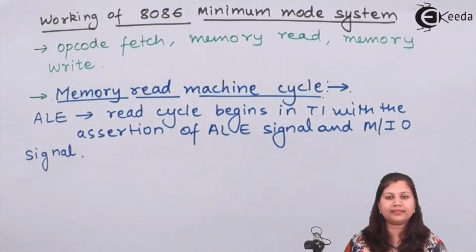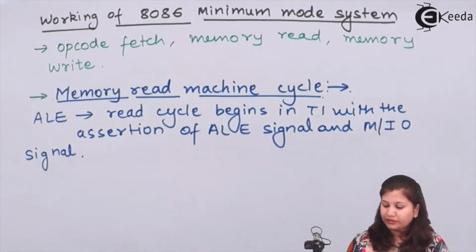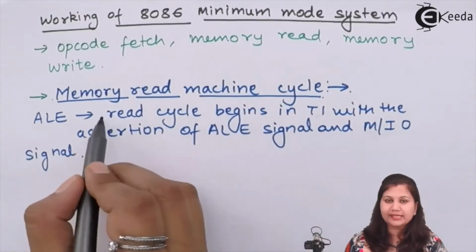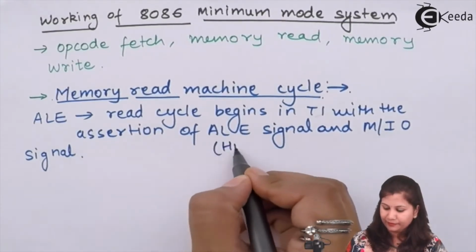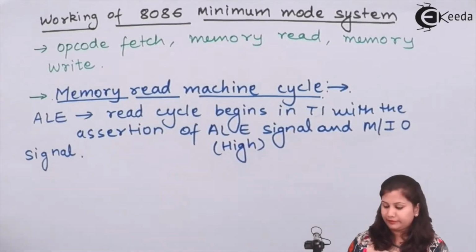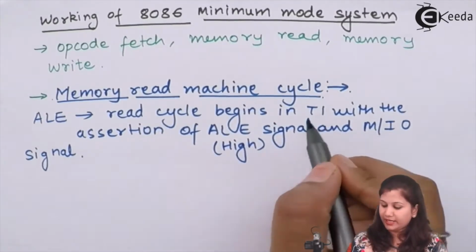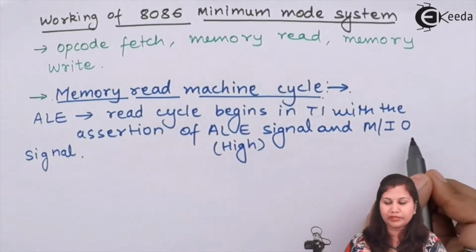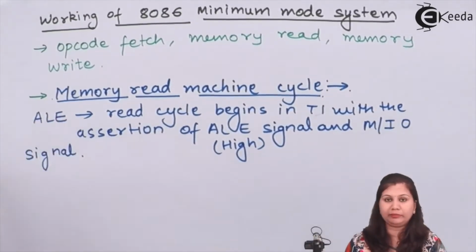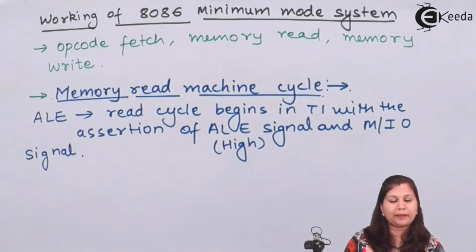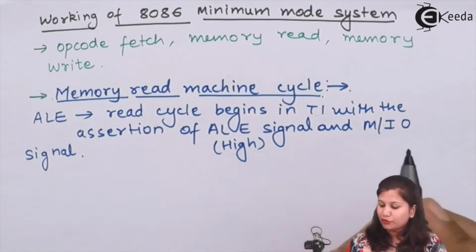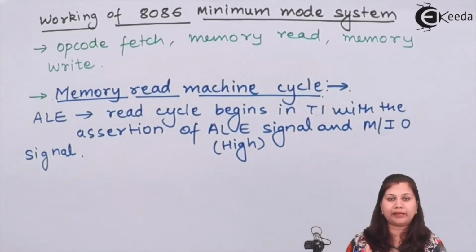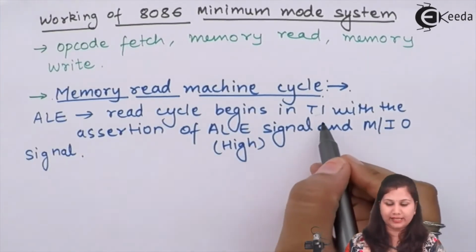So the machine cycle consists of various T states. During the first T state, that is T1, the read cycle will begin with the assertion of the signal ALE, meaning this signal will be high in the T1 state. Also the memory and input output signal will decide whether this will be a memory read machine cycle or an input output read machine cycle. So whether it's a memory operation or an input output operation will be decided by this signal. Both these signals will be made high or low in the T1 state.